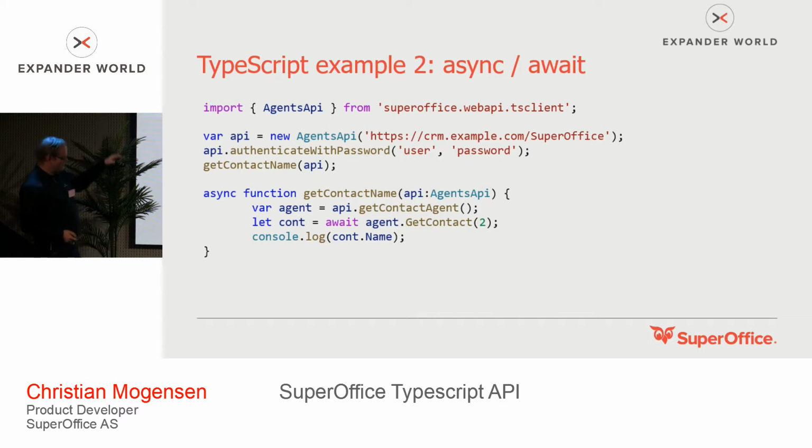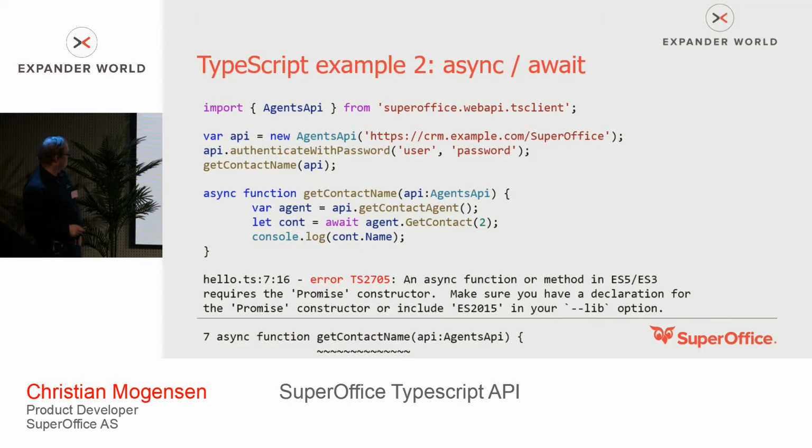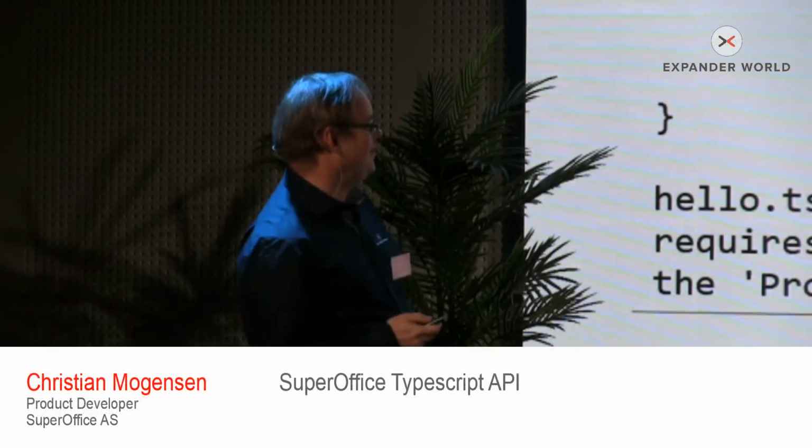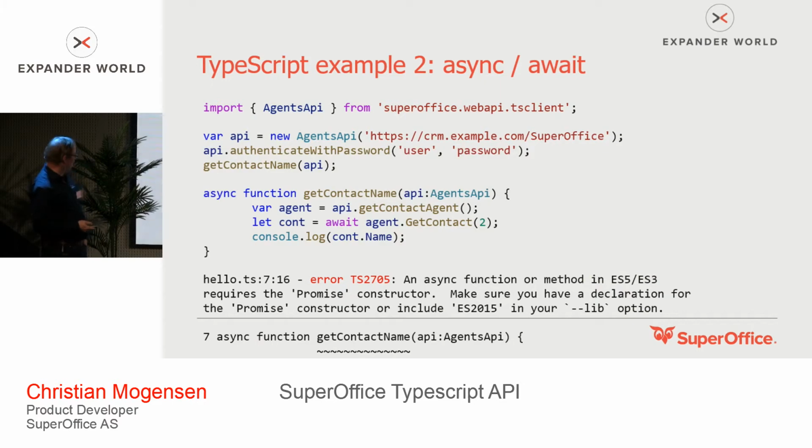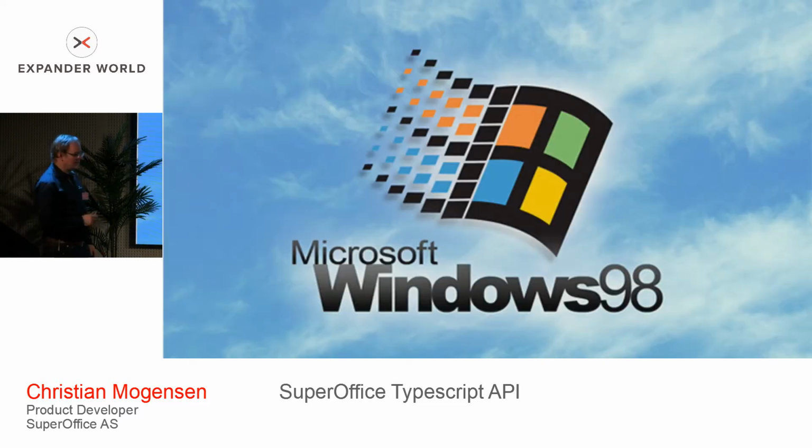So we could do this, and we get an error. It says no. Async function require in ES5, ES3 requires promise construct, blah blah blah, must include. So it turns out we are still living in 1998.